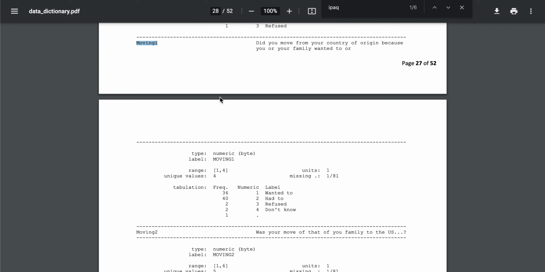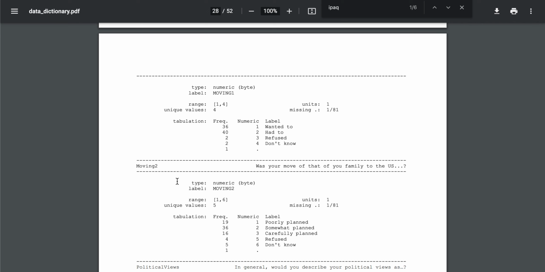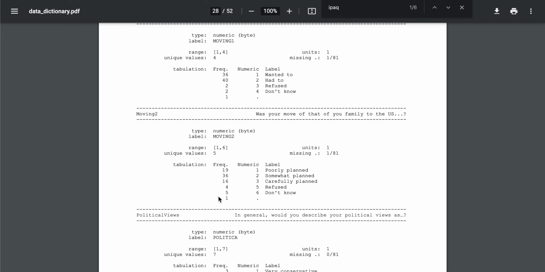Again, this is one thing I have to have a conversation. It seems arbitrary, but let's just put this as missing. Then we have moving one, and we have moving two. My only problem is the balance. There's no balance, so most of them say wanted to or had to, and how do you draw the line, more or less?